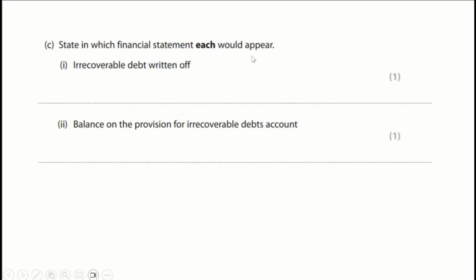State the financial statement in which each would appear. Irrecoverable debt written off should appear in the income statement, whereas the balance on the provision for irrecoverable debt account in the statement of financial position.